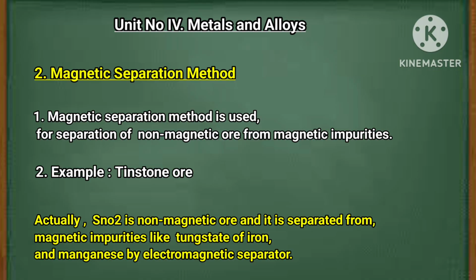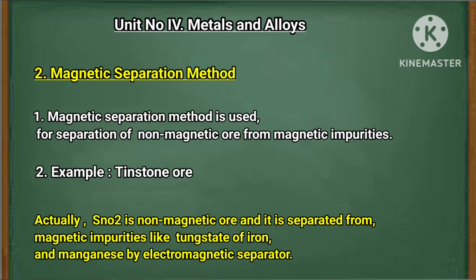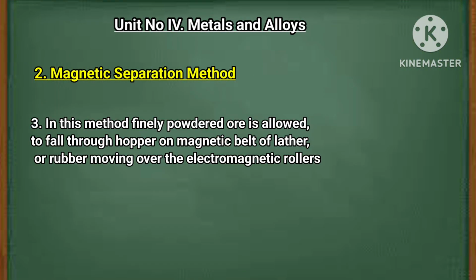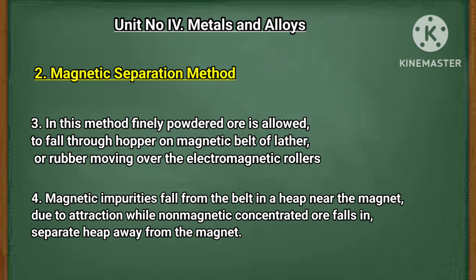My dear students, in this method, what plays the most important role in the separation of non-magnetic ore from magnetic impurity? Electromagnetic separators. So take this note very carefully. Now in this method, what happens? Fine powdered ore is allowed to fall through a hopper onto a magnetic belt of leather or rubber, which is moving over an electromagnetic roller. We are going to see this by diagram.